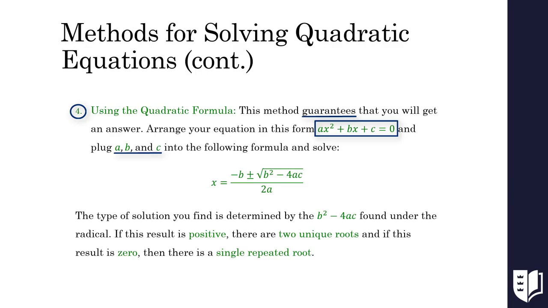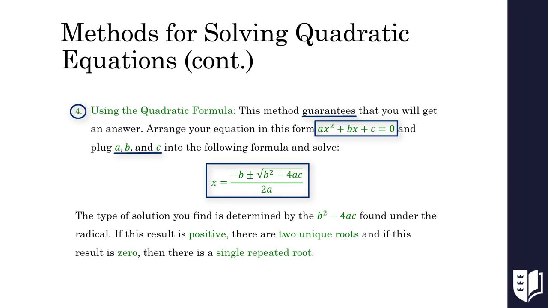Now we need to write down the following formula. X equals negative b plus or minus the square root of b squared minus 4 times a times c, and all of this is divided by 2 times a. It's a good idea to memorize this formula so you always have a way to solve quadratic equations.